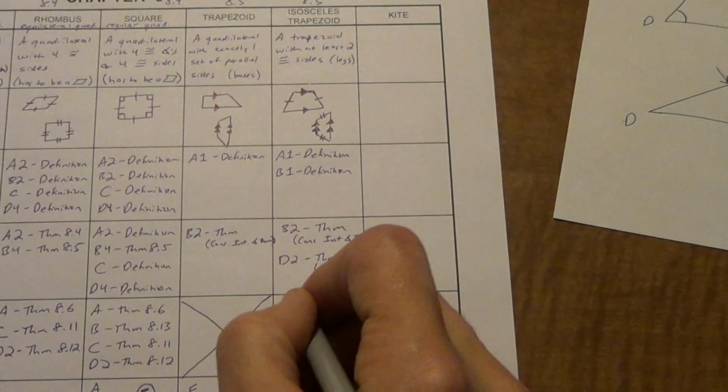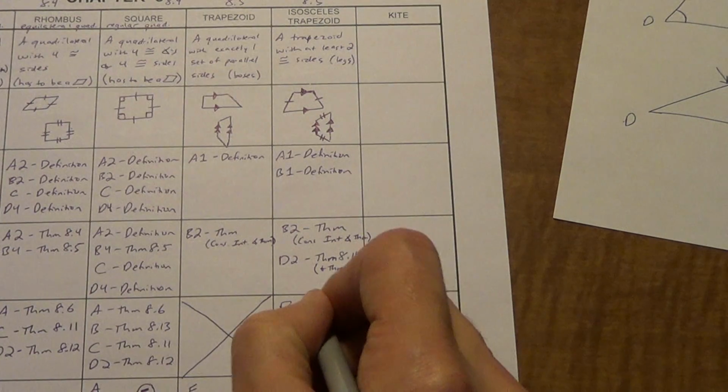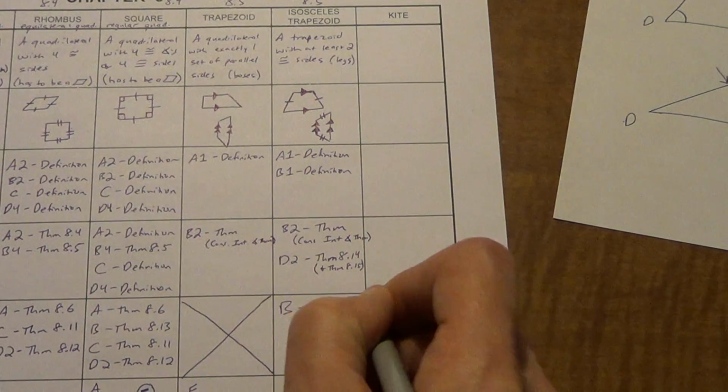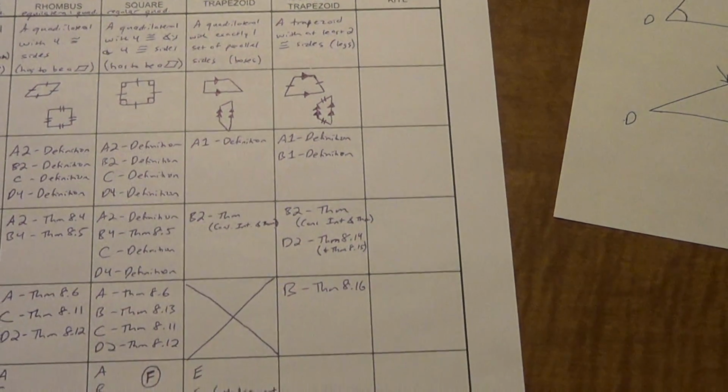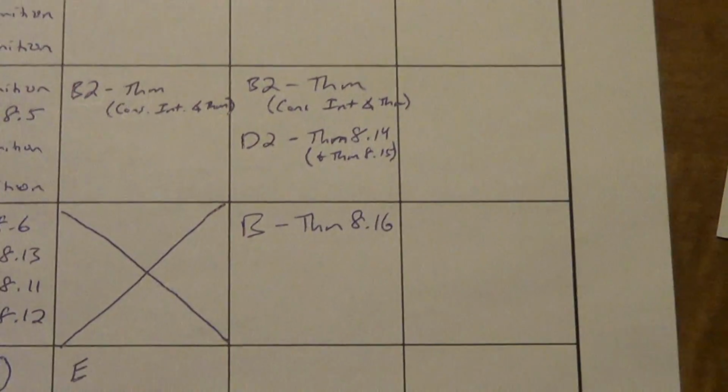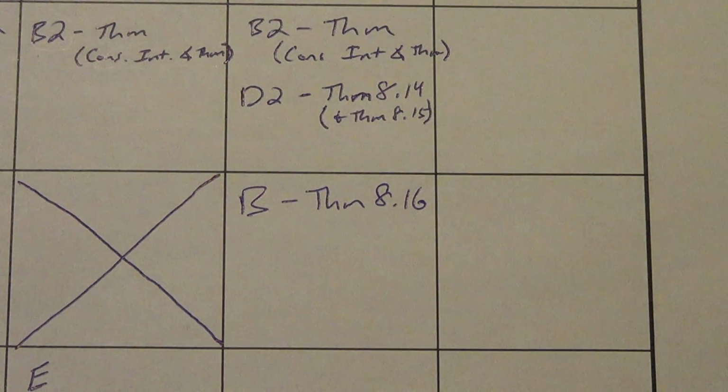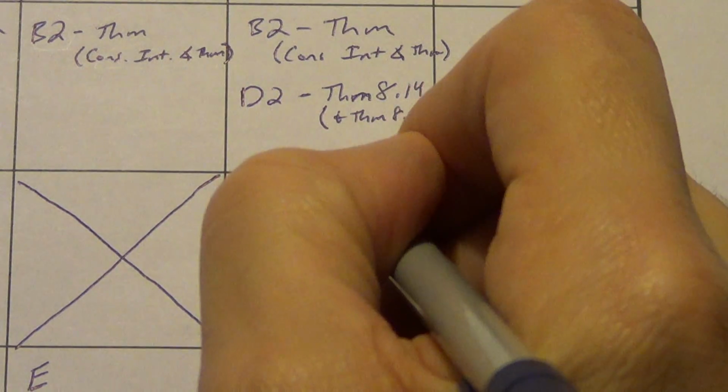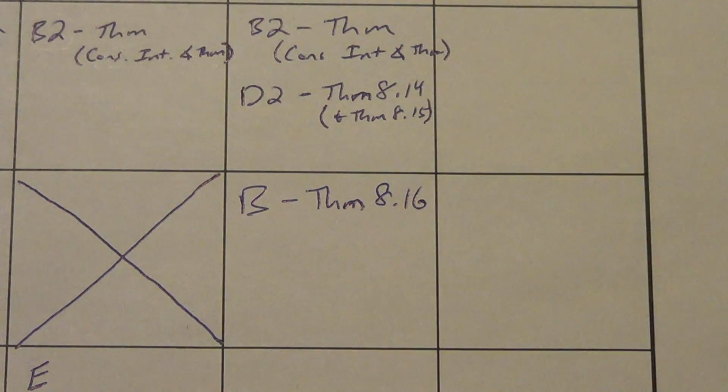Diagonals are congruent to each other was letter B. Okay, so we're going to put that right here, letter B. And that is theorem 8.16 in your book. It says if a trapezoid is isosceles, then the diagonals are congruent. It actually has an if and only if, so it works both ways. If a trapezoid is isosceles, then its diagonals are congruent. If a trapezoid has congruent diagonals, then it is isosceles. Okay, so you can put it in if and only if form. A trapezoid is isosceles if and only if it has congruent diagonals.